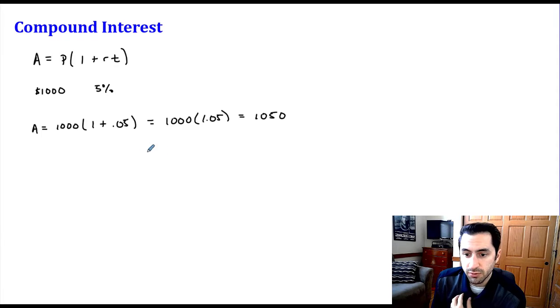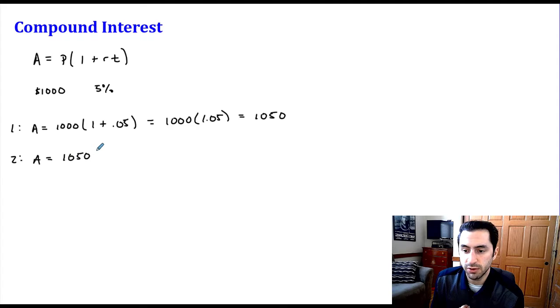Now as I move into year 2, I actually have to base the second year off of this previous balance. So this was year 1. Now if I go to year 2 to find my future value, instead of plugging in 1,000, I'm actually going to use 1,050 as my new principal. And then same idea, we're going to multiply this by 1.05, and that will give me a future value of $1,102.50.